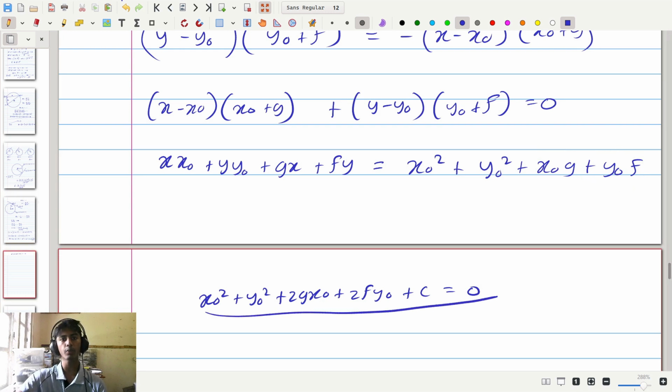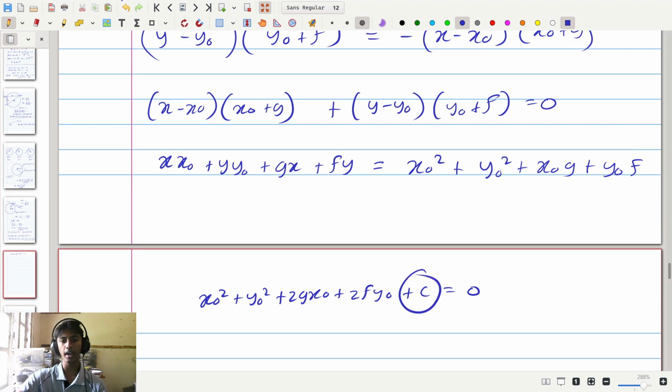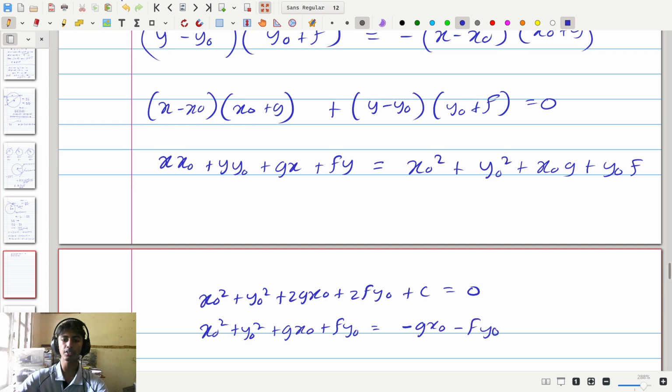We can make this equation on the left be equal to this thing on the right by simply subtracting a c, subtracting one of the gx0's and subtracting one of the fy0's. Doing so, we get that x0 squared plus y0 squared plus gx0 plus fy0 is equal to negative gx0 minus fy0 minus c. Using this, we can now substitute all of this stuff that we have on the right for this expression that we have here.